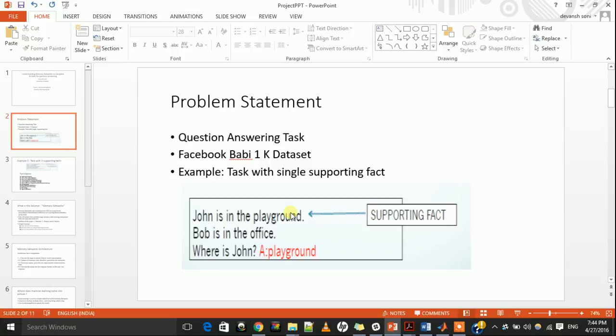John is in the playground. Then the second sentence is Bob is in the office. The third sentence asks the question where is John? The correct answer is playground.